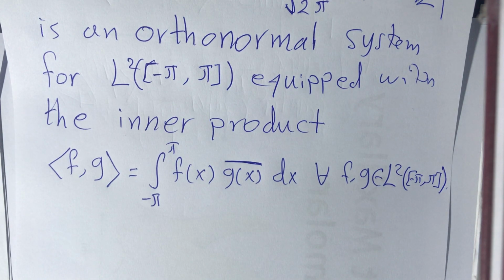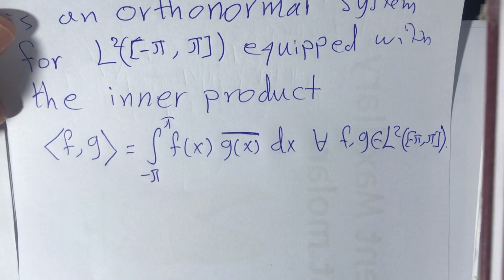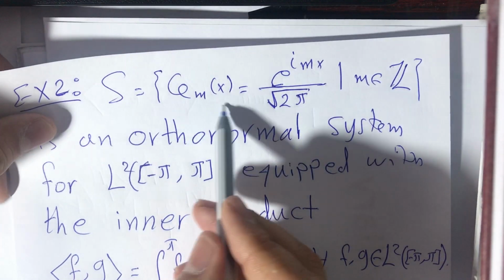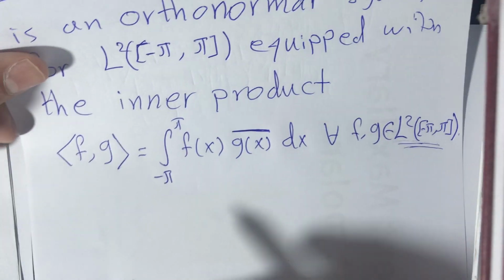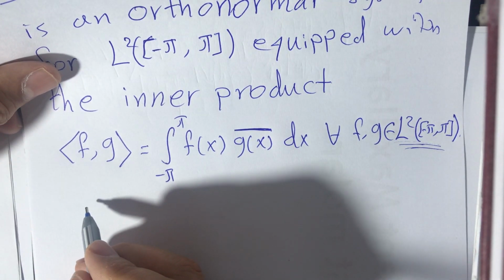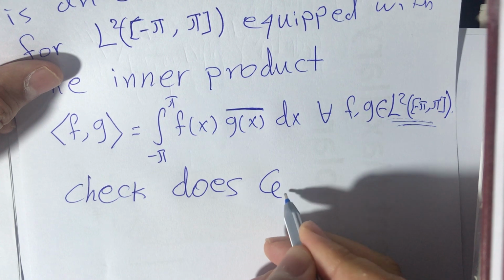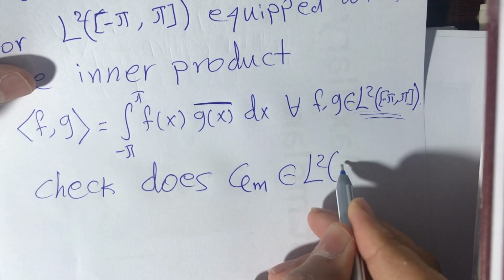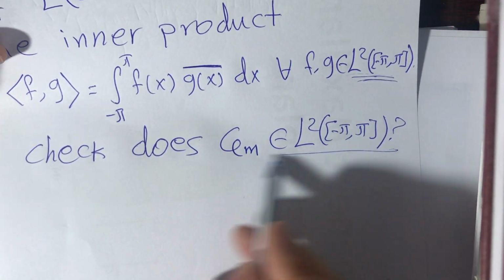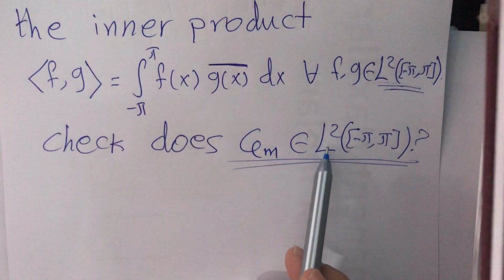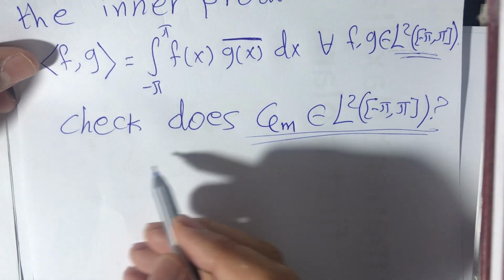Now check, is phi m in L2? We have to check whether phi m belongs to L2 of minus pi, pi or not. This is the question. If phi m belongs to L2, it has to satisfy the condition of L2. We can answer yes.